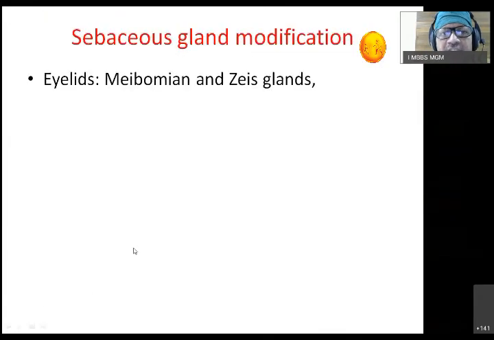Okay, sebaceous glands are modified, especially in eyelids. Now just remember these names. In the eyelids, sebaceous glands are modified to form two types of gland, the meibomian gland and Zeis's gland. These two glands play an important role.